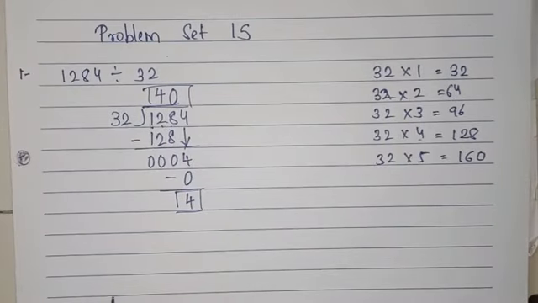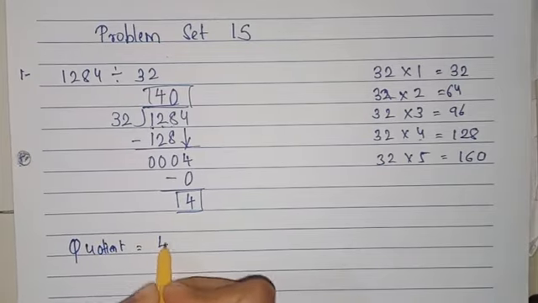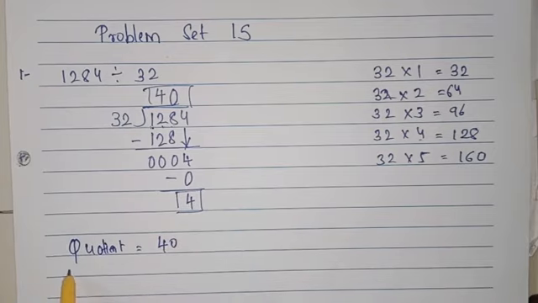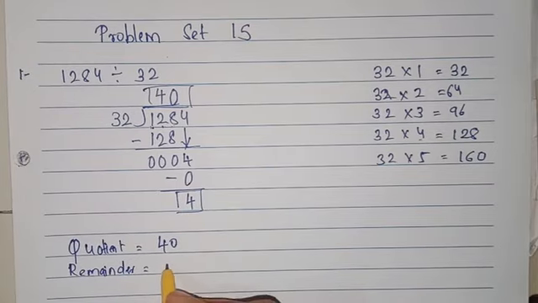Understood? So we will write as quotient is equal to 40 and remainder is 4. Understood, everyone?